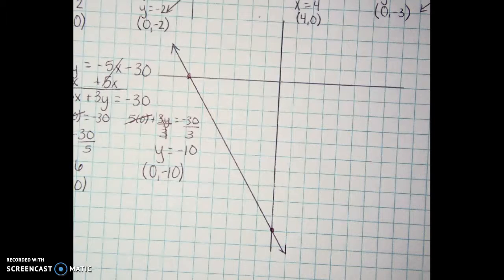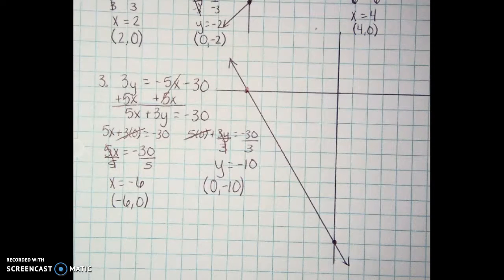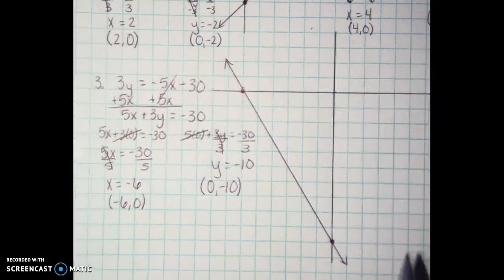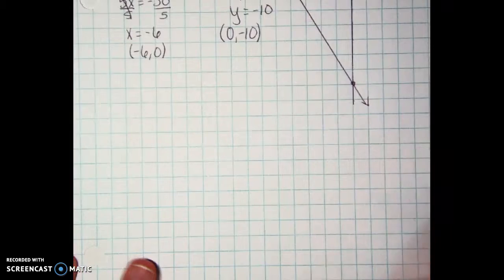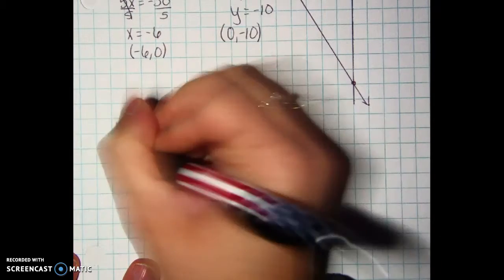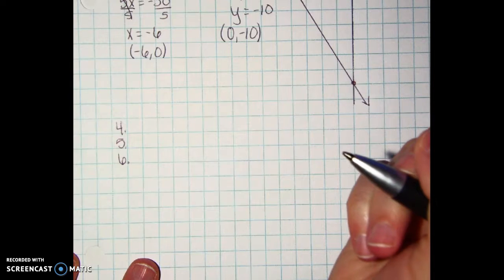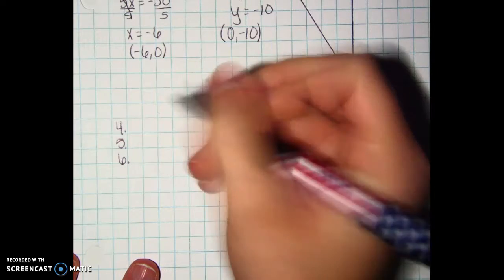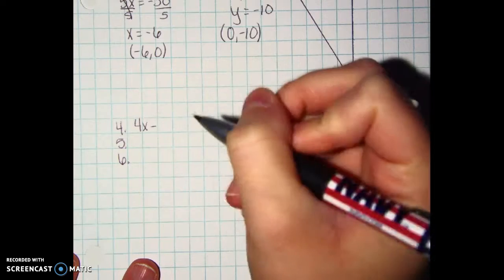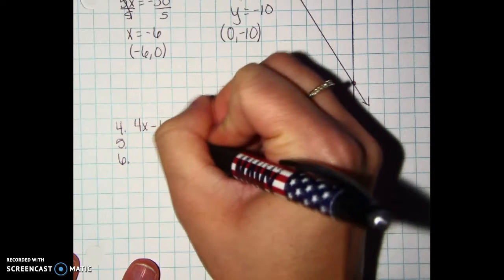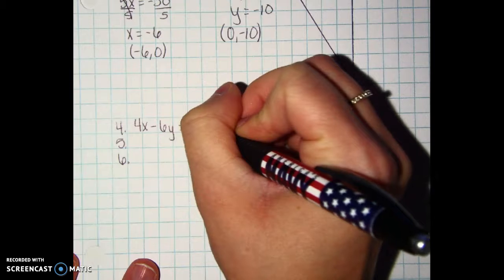Your assignment for today is to do 3 more of these problems, and I would just like you to continue them on this page or on the back of this page, and then you will turn in the whole thing. So you'll turn in your notes along with these. So your 3 problems are: 4x minus 6y equals 24.